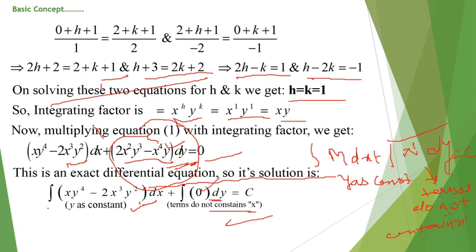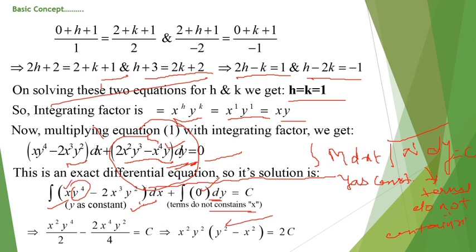So the integration of this particular equation is x^2y^4 upon 2, because y^4 is a constant. So the integration of x is x^2 by 2. Here y^2 is a constant. The integration of x^3 is x^4 by 4. And the integral of 0 is always 0. So neglecting that, it is equal to c. Or on simplifying, we can rewrite it as x^2y^2 into (y^2 minus x^2) is equal to 2c. This is the required solution of this kind of problem.